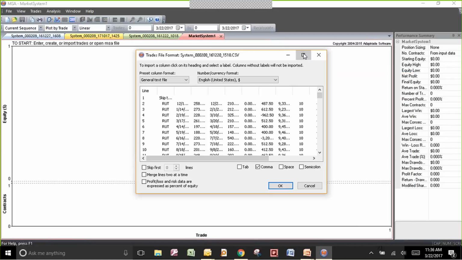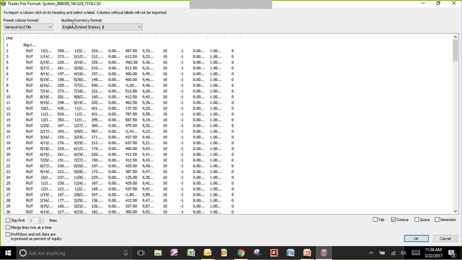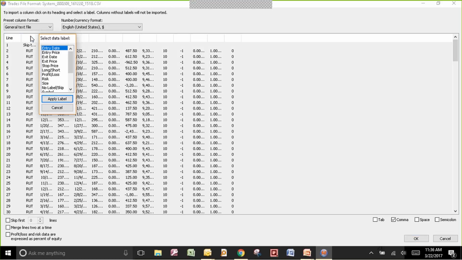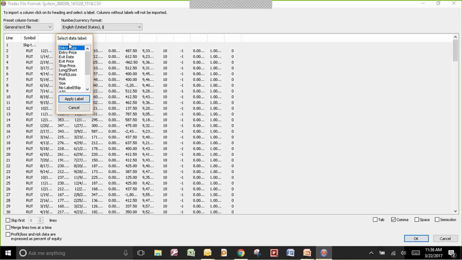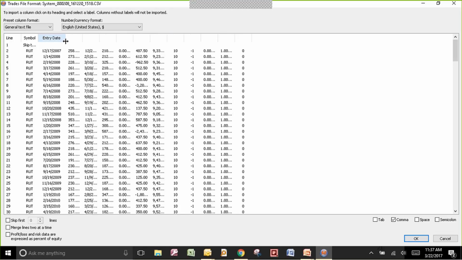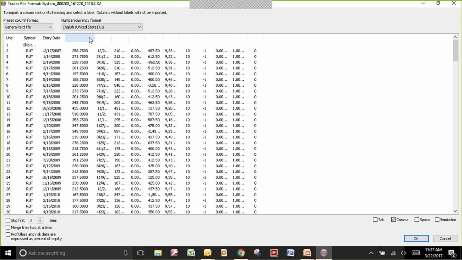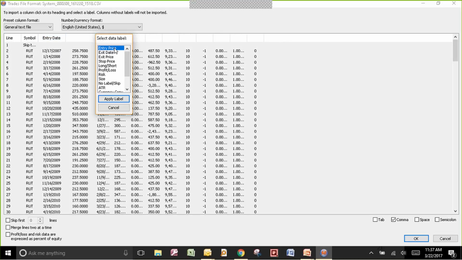Okay, so here we are. In the file, the first thing here is the symbol. You can see this is the Russell. So right here, I just go in and find the symbol. What I'm doing here is telling it that this column is the symbol. And then here, this is the entry date. Okay, and you can see how easy and friendly this is. And this is the entry price.